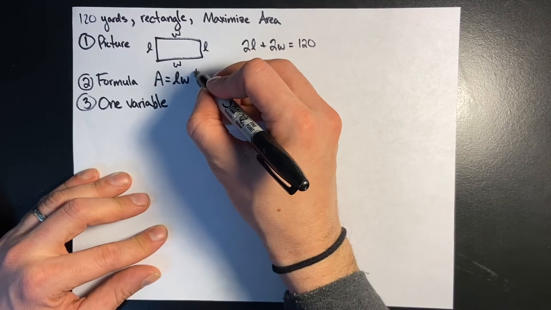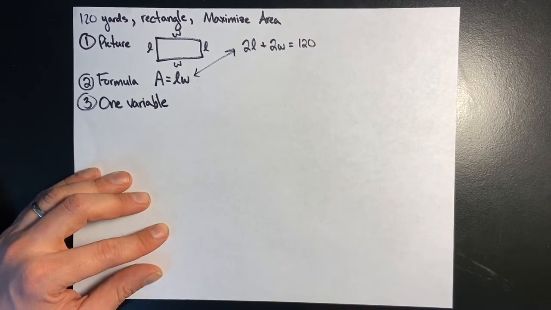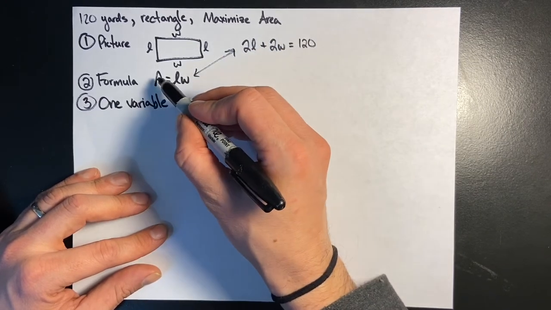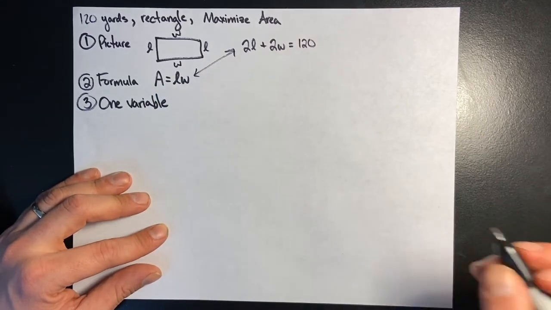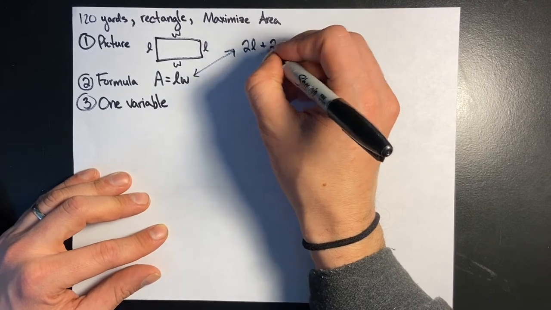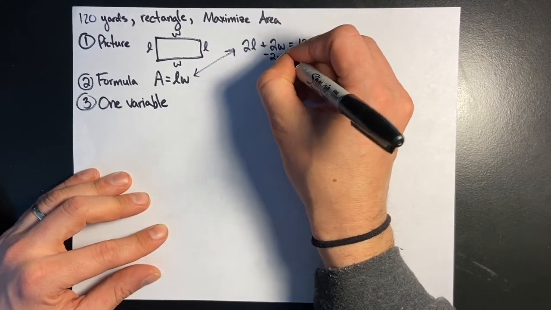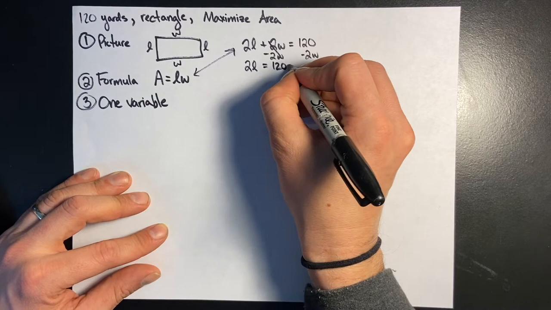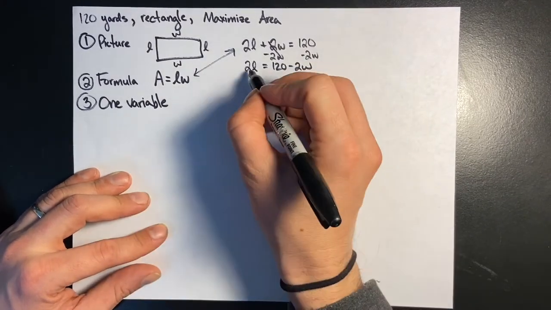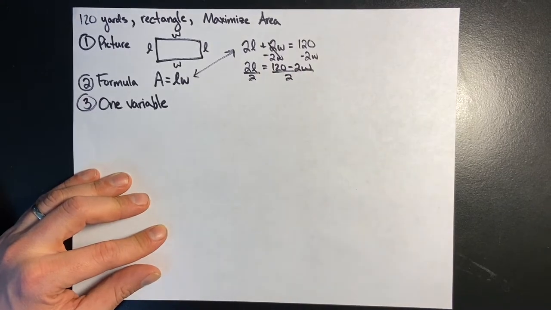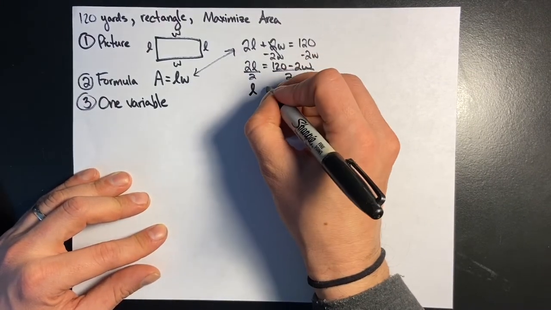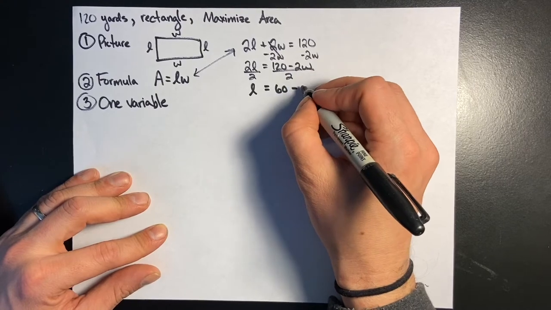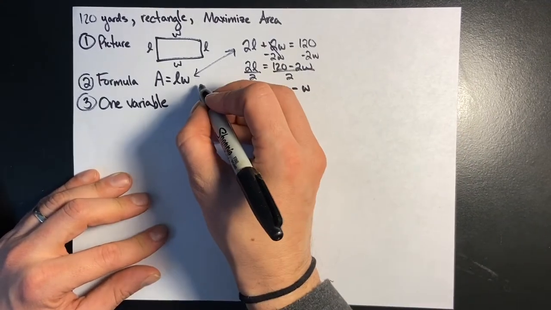So what I can do is take that fact and that equation right there and maybe solve this for either L or W and plug it in there so I have A equals L times W in terms of one variable. So why don't I solve this for L? Subtract 2W from both sides. So I have 2L equals 120 minus 2W. Divide both sides by 2. And what that gives me is L equals 120 divided by 2 is 60 minus 2 divided by 2 is 1W.